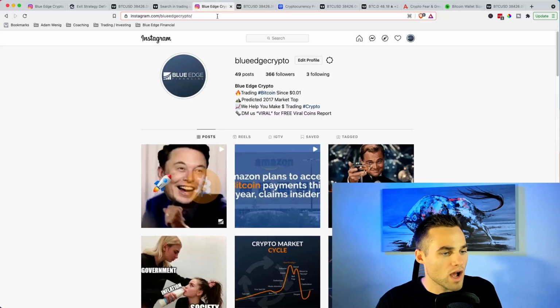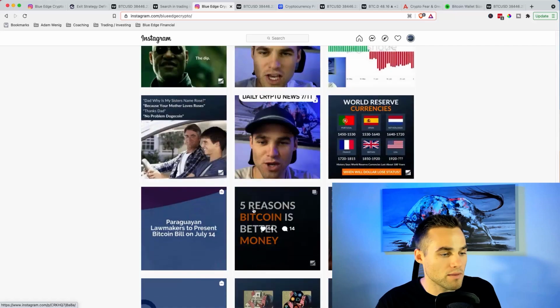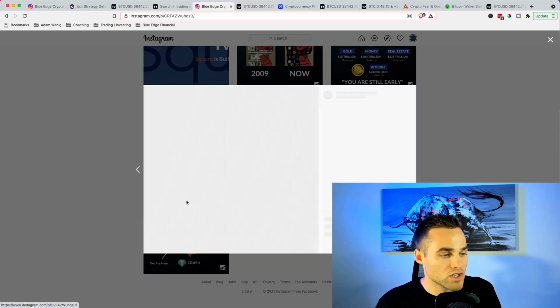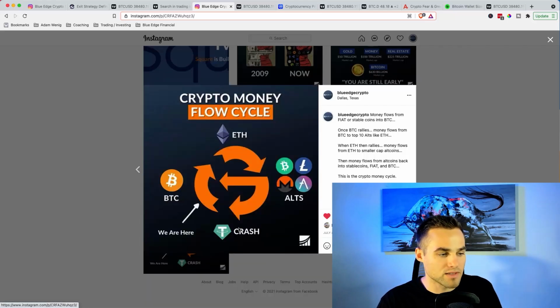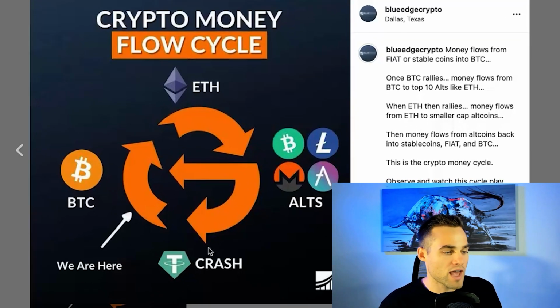As you may know, Bitcoin actually goes through these market money cycle flows. So if we just take a look here, this is what happens, right? People move their cash into Bitcoin, and then they move their Bitcoin into altcoins, like big top 10 altcoins, and then they move their money into smaller cap altcoins, and then there becomes a crash. And this money cycle just happens over and over and over again.